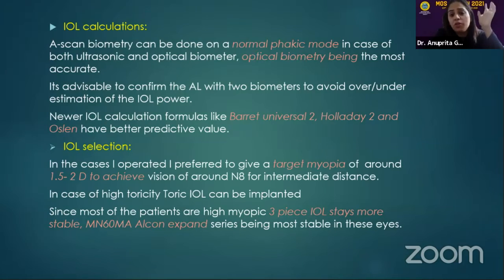I prefer to keep my patient with a target myopia of 1.5 to 2, so that they achieve around N8 for the intermediate distance, so they are more or less happy. Now, since most of the patients are high myopic, a 3-piece IOL stays more stable, and the Alcon Expand series, MN60MA, which I have implanted in 5 out of my 8 patients, is very stable.